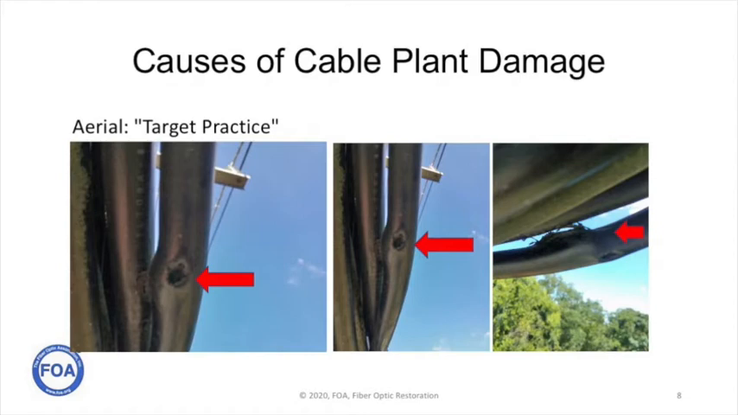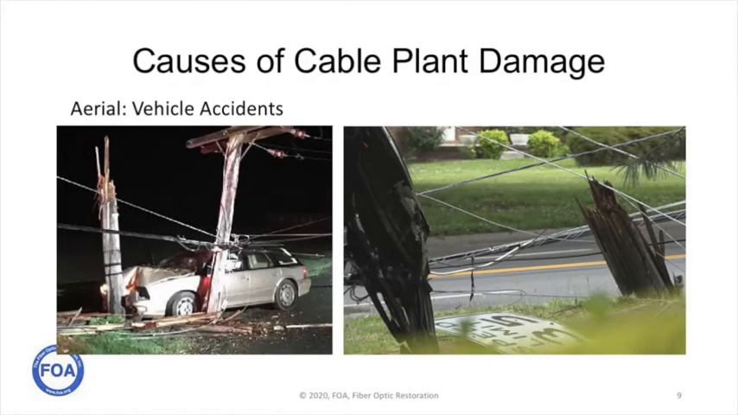Aerial cables have their own problems. In very rural areas, it's often target practice, where some hunter gets tired of not finding any animals to shoot at and decides to shoot at cables. But aerial cables are particularly susceptible to damage by vehicles when they hit utility poles and bring all the cables down.